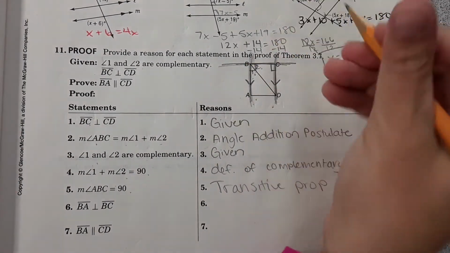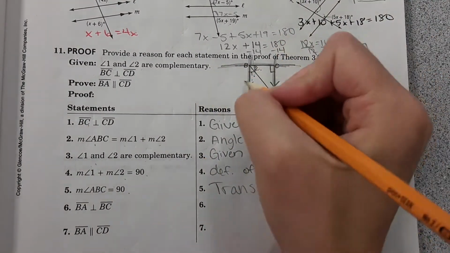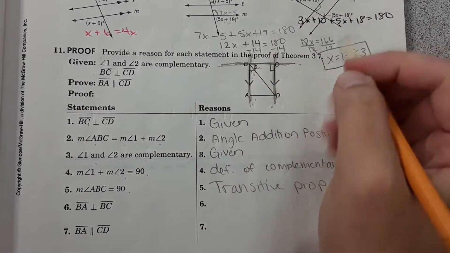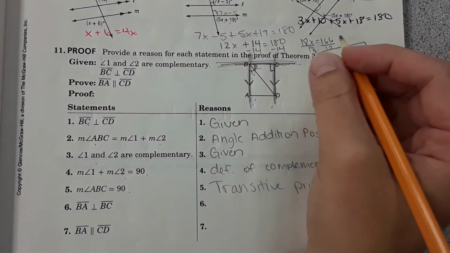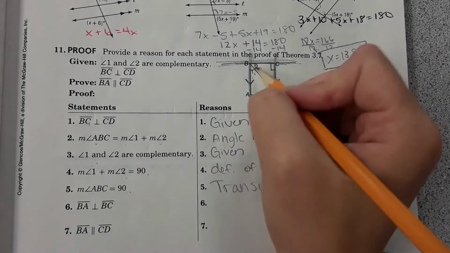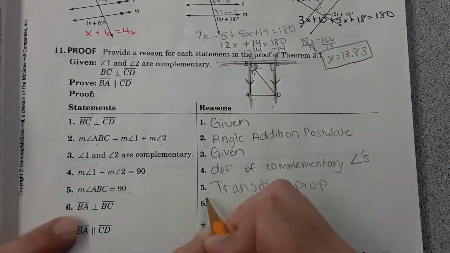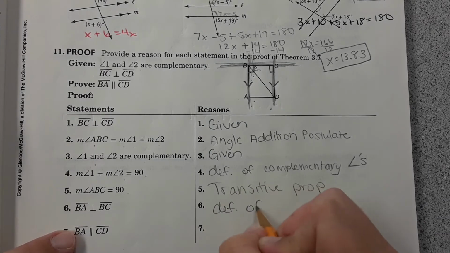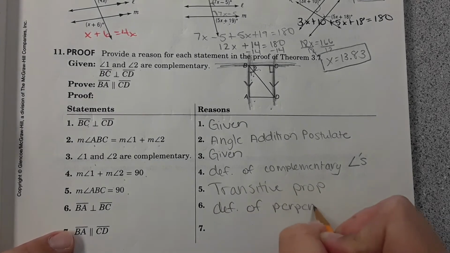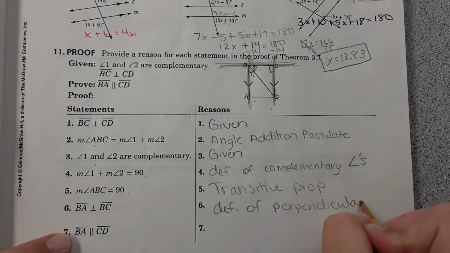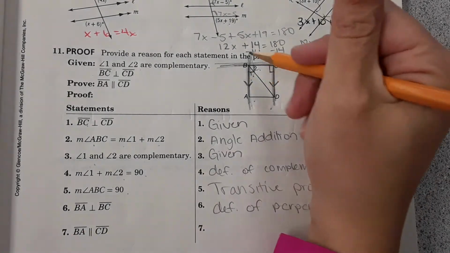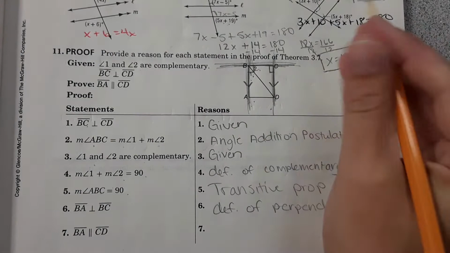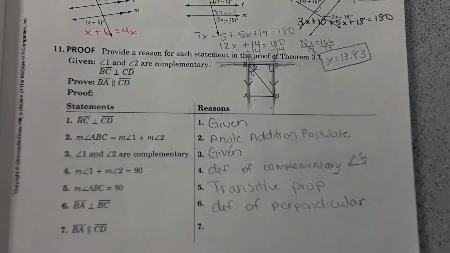BA is parallel to BC. No, perpendicular. Oh, perpendicular. Thank you. BA is perpendicular to BC. That would be definition of perpendicular. If this is 90 degrees, then it would be perpendicular. Definition of perpendicular. And then it's saying BA is parallel to CD. That's a perpendicular transversal theorem.